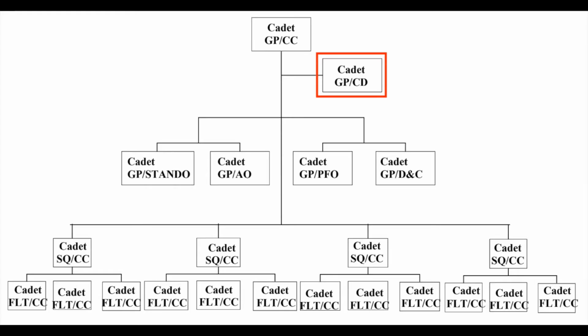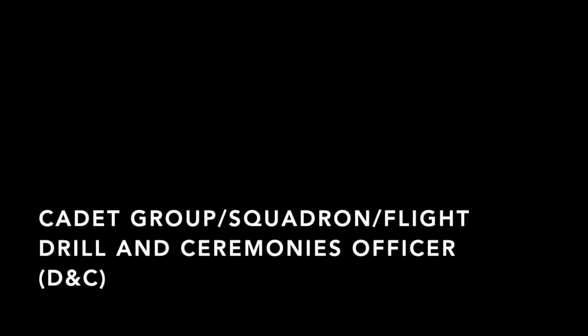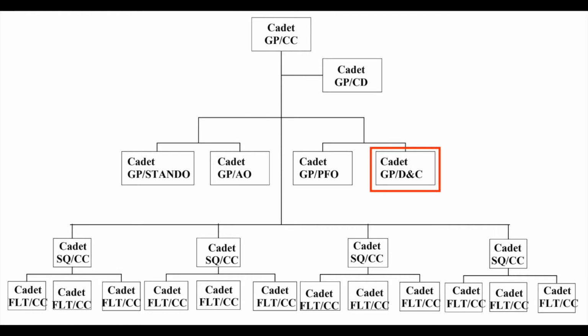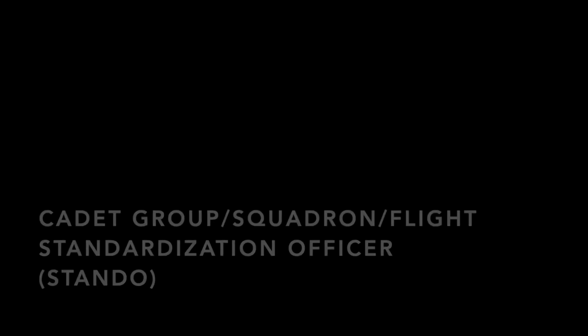Cadet group, squadron, and flight deputies are responsible for the assembly of their respective unit with the addition of receiving and giving accountability to the flight, squadron, or group commanders. Cadet group, squadron, and flight drill and ceremony officers are responsible for training their respective unit on drill, reveille, and retreat, and the evaluation of their performance. They make sure each flight, squadron, or group are in compliance with the Air Force Manual 36-2203.